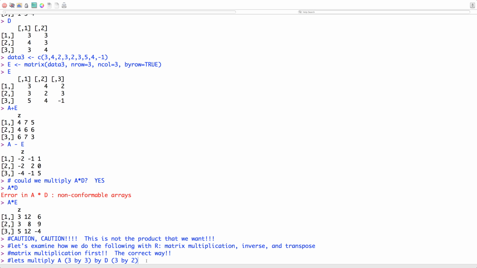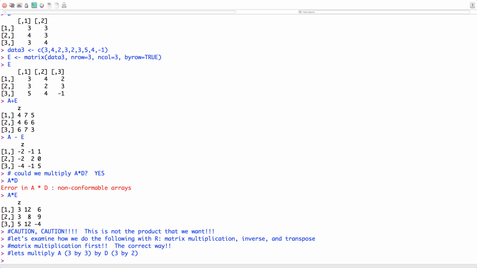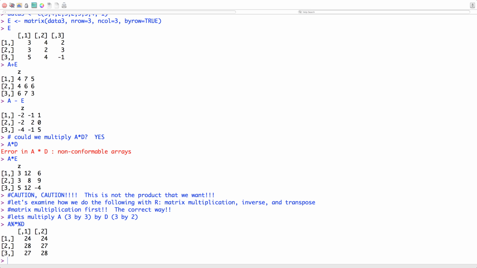Okay? Well, guys, the way we do this is the following. It took me forever to figure this out. So if we take A, and then we go percent sign, multiply, percent sign, and D, this tells R that we want to multiply the matrices in a standard procedure using the linear combination of rows and columns as A times D. And you'll notice in this situation that we actually get something that does have a product that exists.